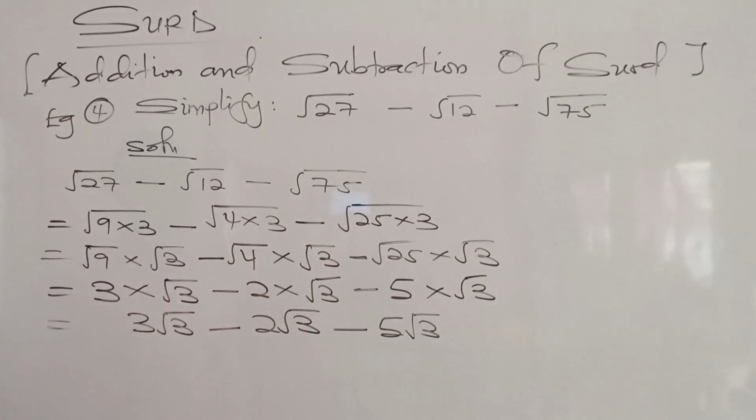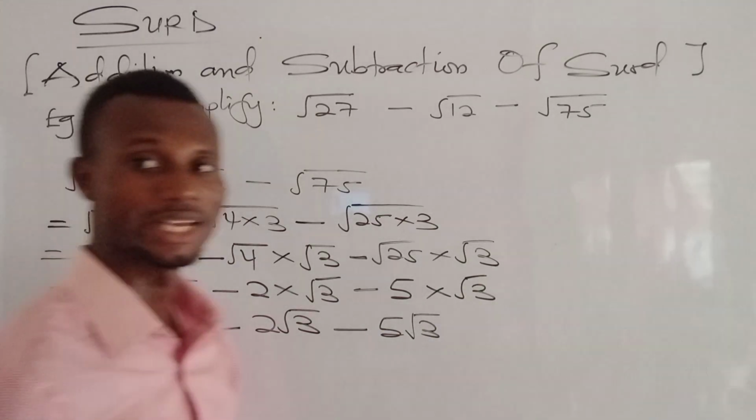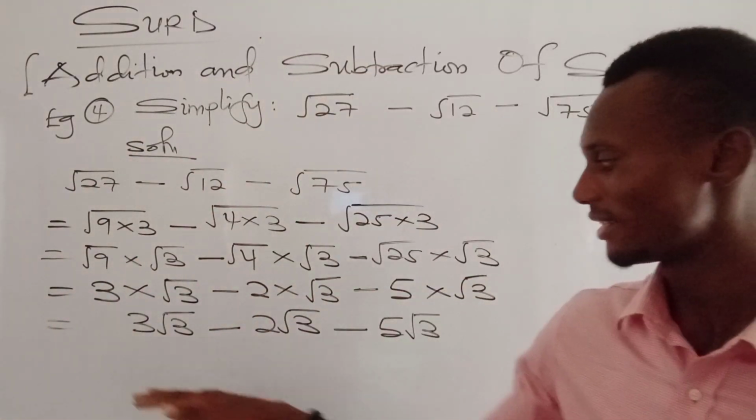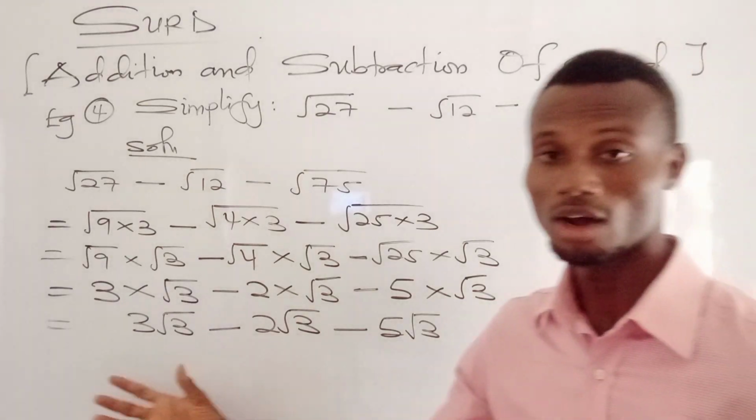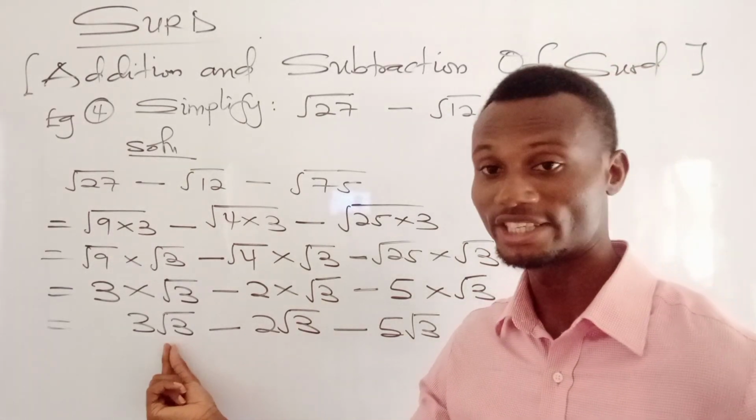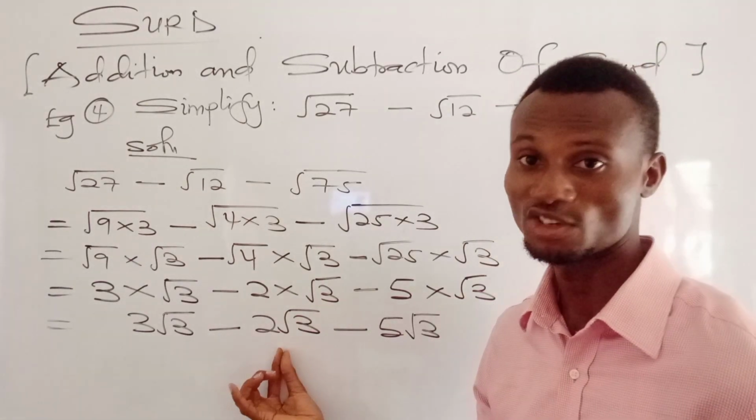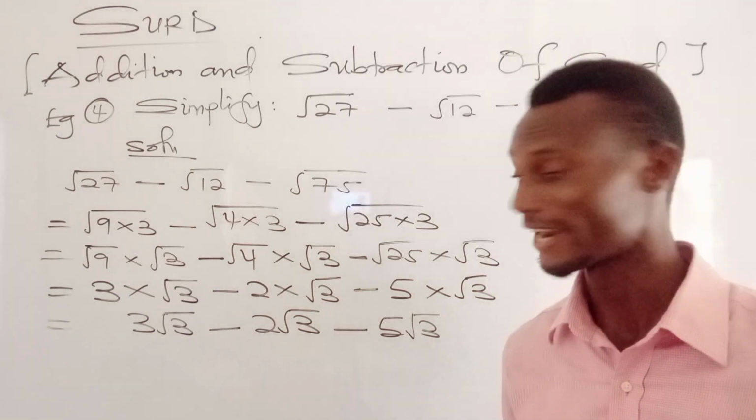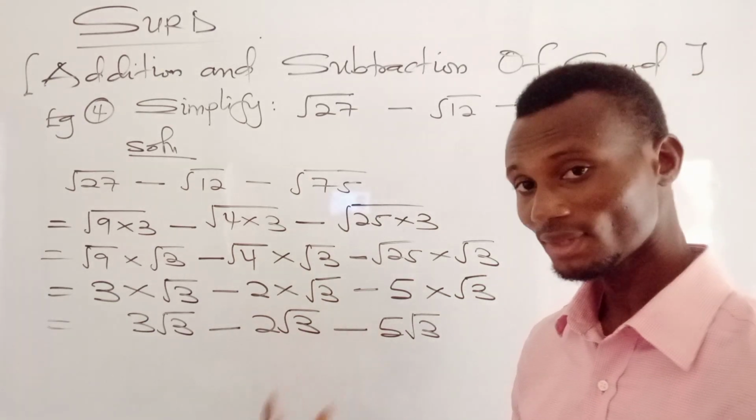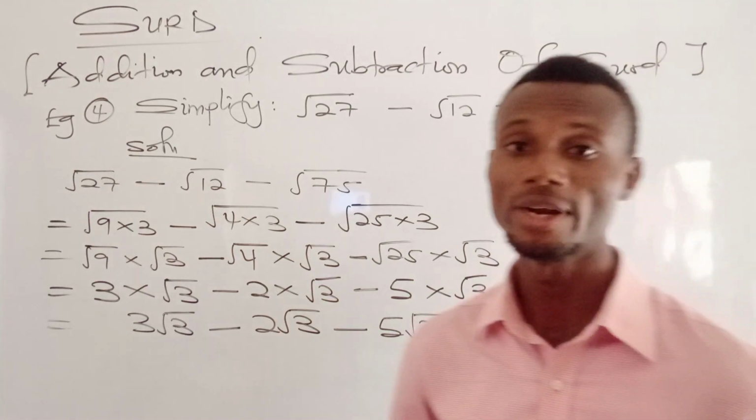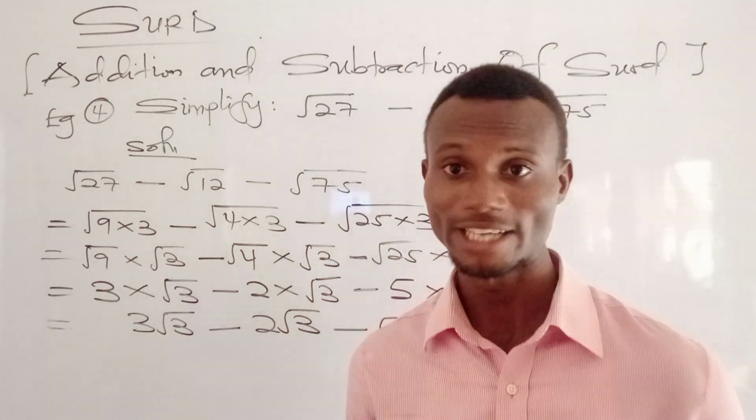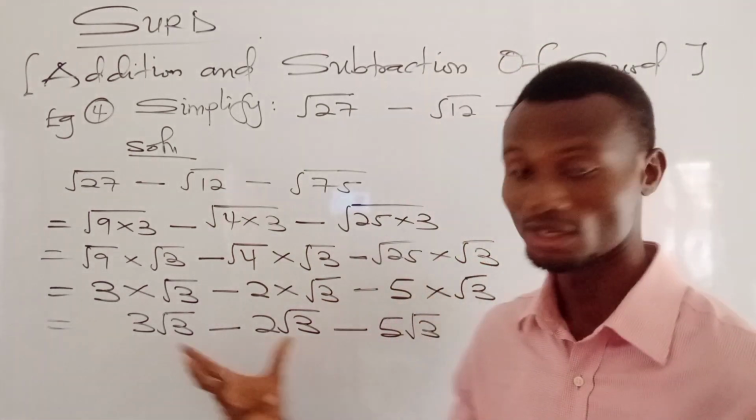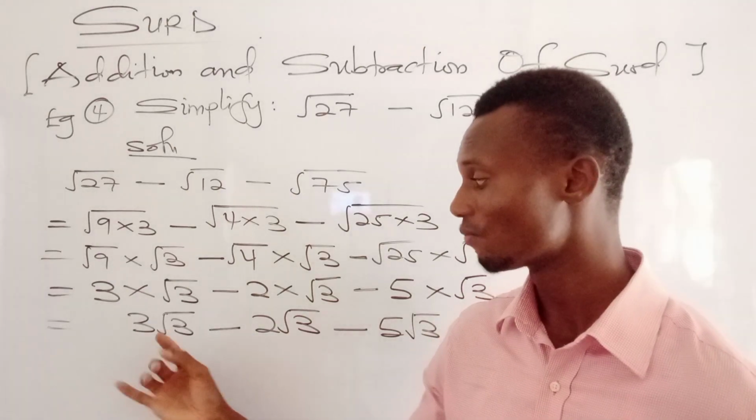So now you can see from here that we have like terms. Check very well. All of them are like terms because this one contains root 3, this also has root 3, and this also has root 3. So we can simplify them. As we said, we can only add and subtract like terms. Now that we have like terms, we can simplify further.